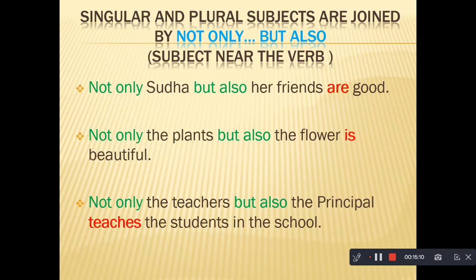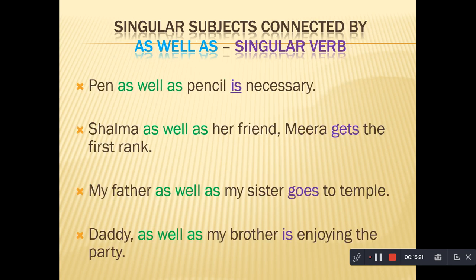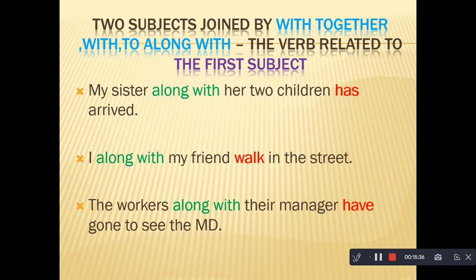Singular and plural subjects joined by not only but also: the verb agrees with the nearer subject. Two singular subjects joined by not only but also take a singular verb or auxiliary. Singular and singular subjects connected by as well as take a singular verb or auxiliary. Singular and plural subjects connected by as well as: the verb agrees with the first subject. Two subjects joined by with, together with, along with: the verb agrees with the first subject.